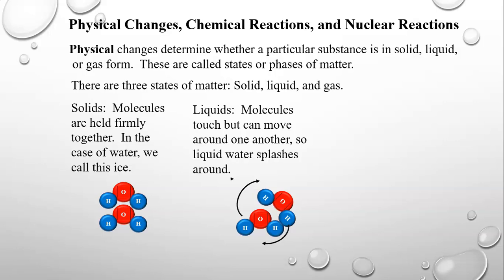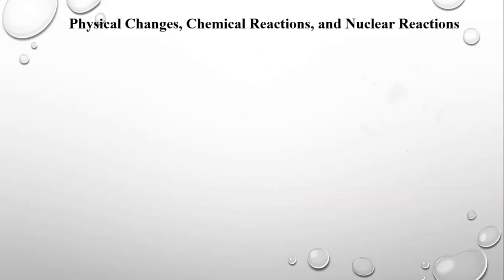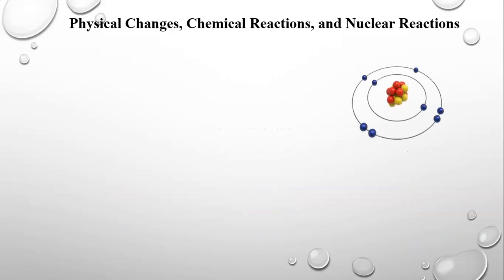Liquids, the molecules touch, they stick together, but they can move around one another. So that's why liquid water will splash around. You can slosh it around in a glass. The water molecules are staying together, they're staying in touch with each other, but they're moving around. Finally, gas, molecules have enough energy to separate from each other and move upward against gravity. So that would be water that's evaporating, or if you have water on a stove, it's boiling. And boiling water would be steam, that would be water vapor.